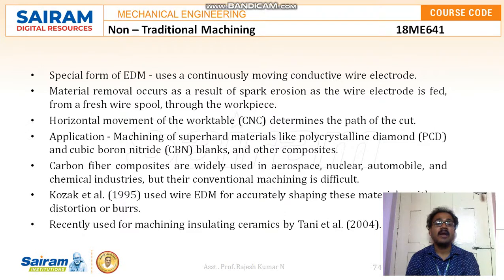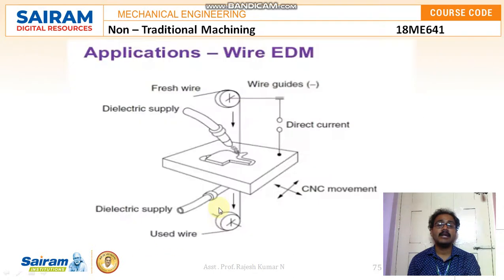and other composites. Carbon fiber composites are widely used in aerospace, nuclear, automobile, and chemical industry, but their conventional machining is difficult. So Kozak et al. in 1995 used wire EDM for accurately shaping these materials without distortion or burrs. It was recently used for machining insulating ceramics by Tani et al. in 2004. And the application is still continuing with the fresh wire which is supplied here with the continuous supply of the dielectric fluid and the direct current with the CNC movement.